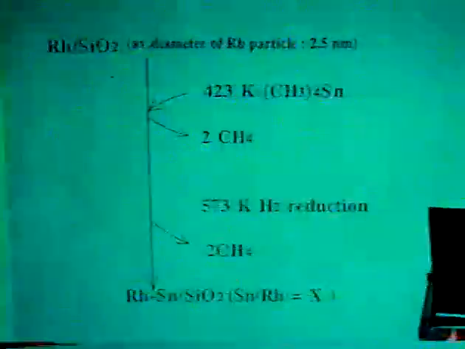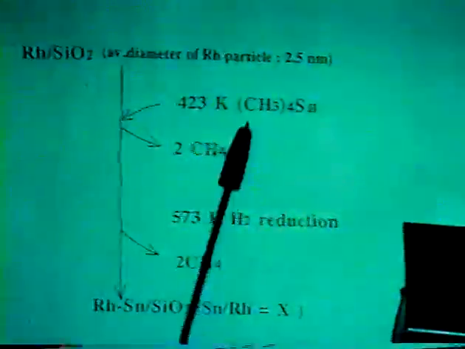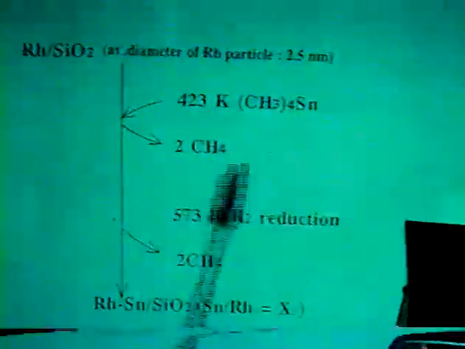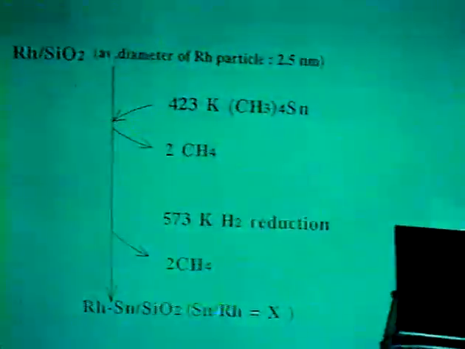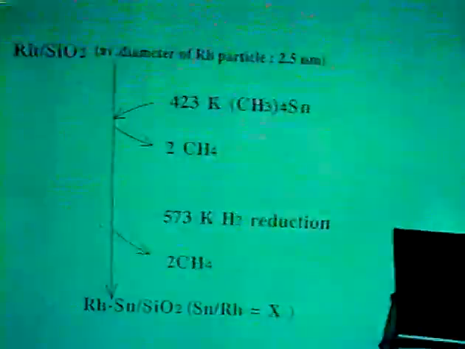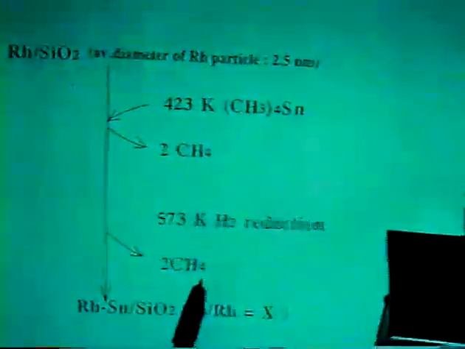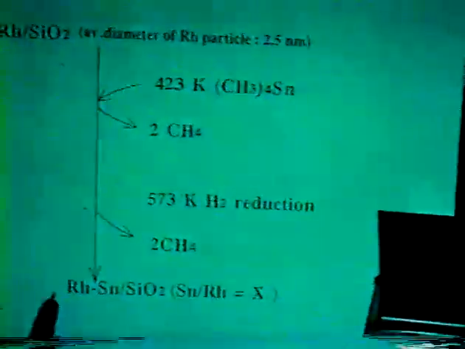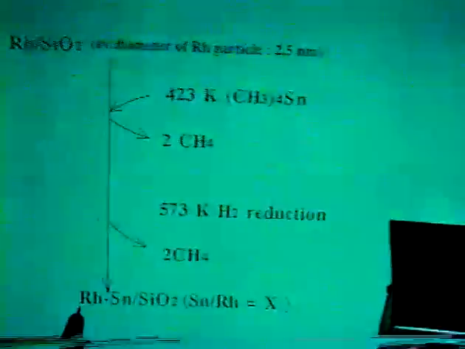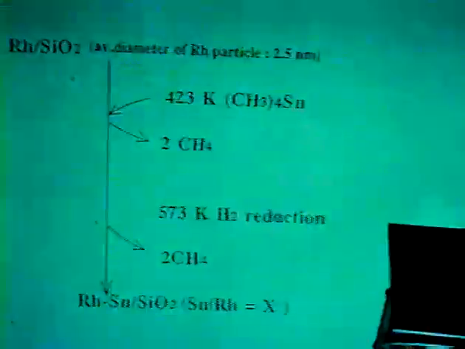So this is the third reason why we chose tin. We prepared the rhodium-tin bimetallic particles supported on silica support surfaces by using the selective bimetallic reaction with tetramethyl tin vapor at 423 K. The rhodium particles, at first supported on silica and exposed to tetramethyl tin at 423 Kelvin, evolve two methanes per tetramethyl tin.